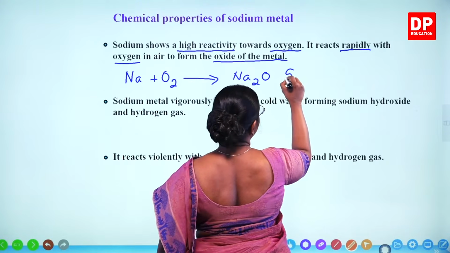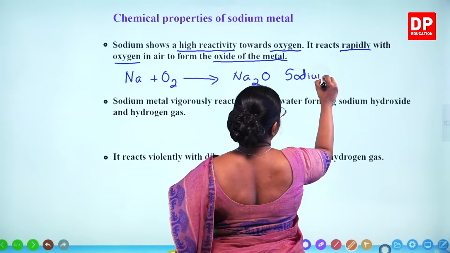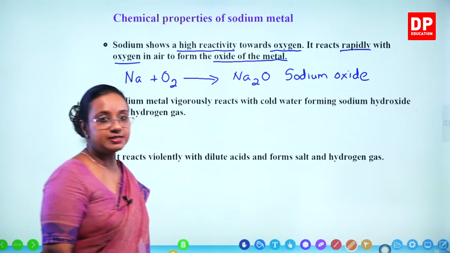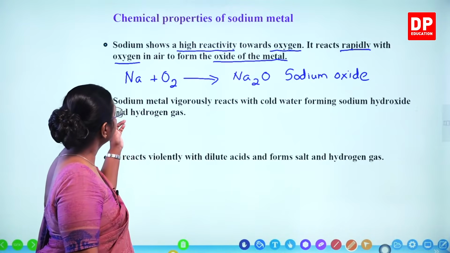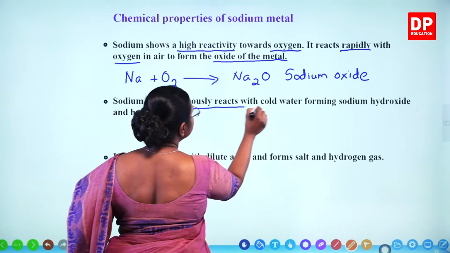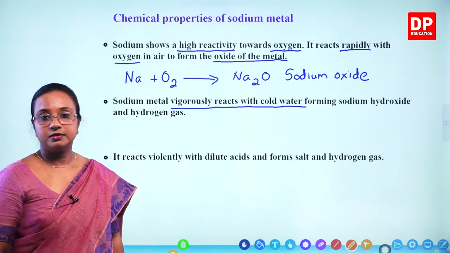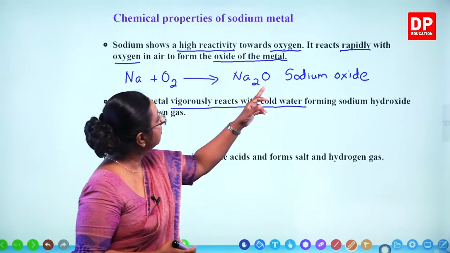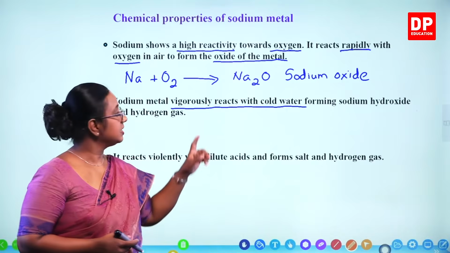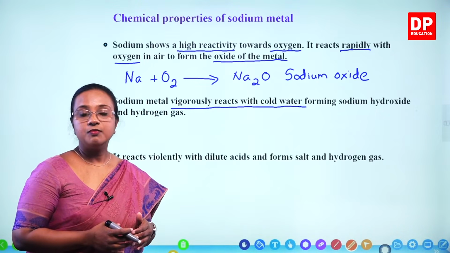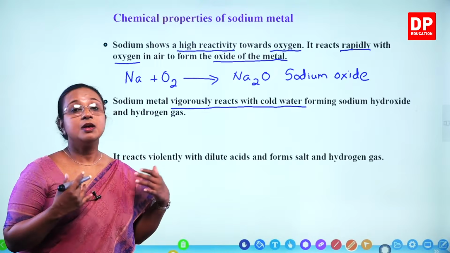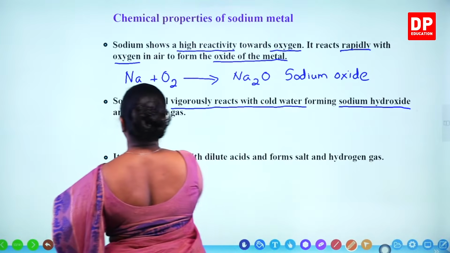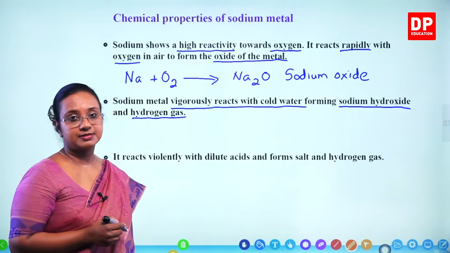This is sodium oxide, and the chemical formula is Na2O. Sodium metal vigorously reacts with cold water. That is also a vigorous reaction. So, here we use the term rapidly, high reactivity, vigorously reacts with water. So, that means sodium is very reactive, forming sodium hydroxide and hydrogen gas.